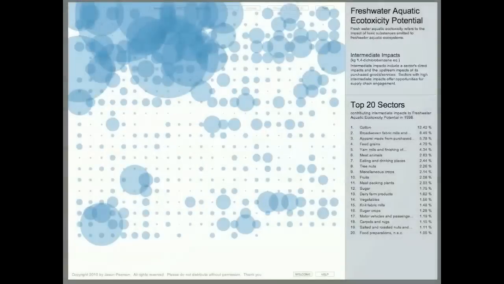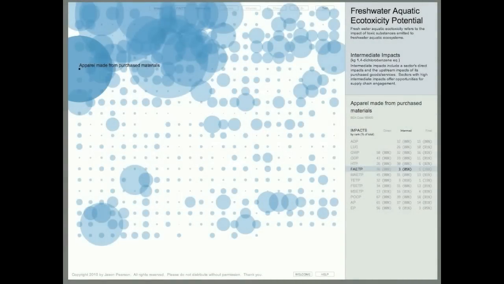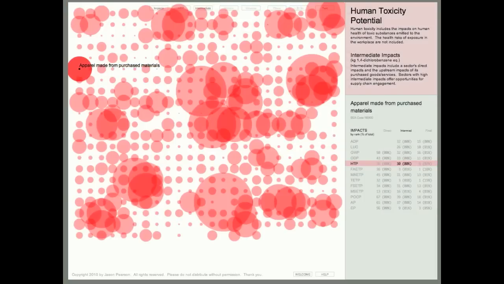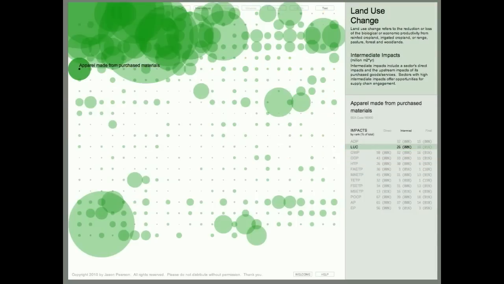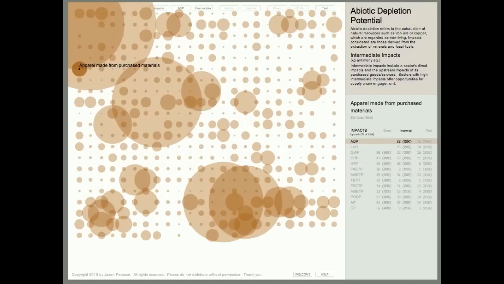chain engagement. Clicking on any sector in Economy Map highlights that sector and shows a table of environmental impacts in the sidebar. As we scroll through the table on the right, the map on the left changes to show the overall economy map for each of 13 major environmental impact categories, with the selected sector highlighted.